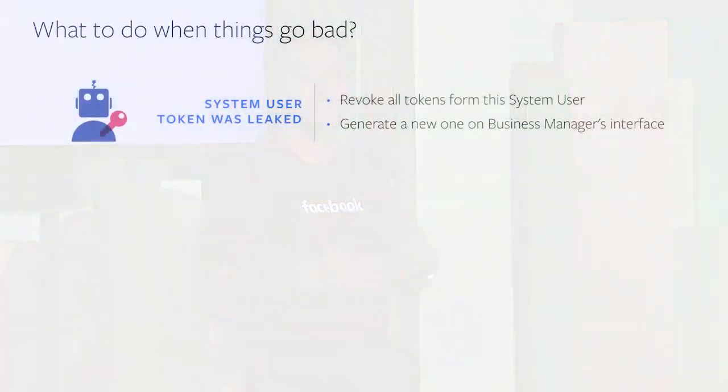For example, let's suppose you have a system user token, and somehow it was leaked. Someone committed it to GitHub. And then what happens in this case? You can go to Business Manager and invalidate the token. That's it. Do it fast. It's something sensitive, but you can go there and do it by UI. There's no need to do much more than that.